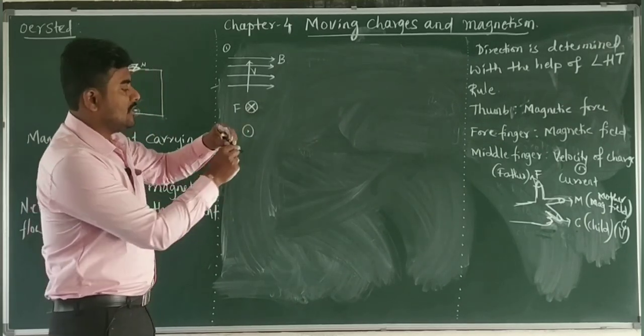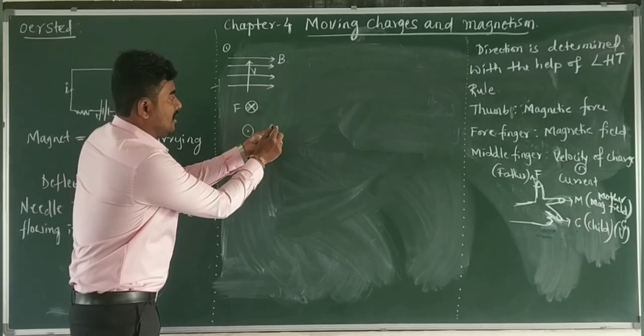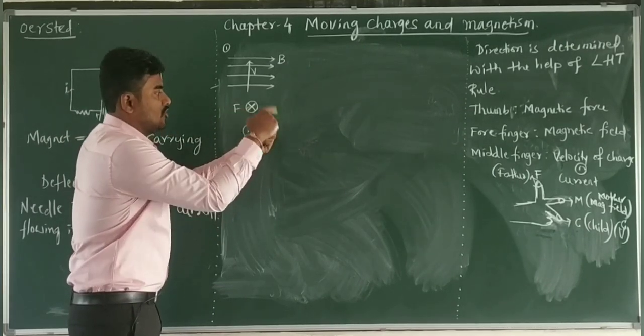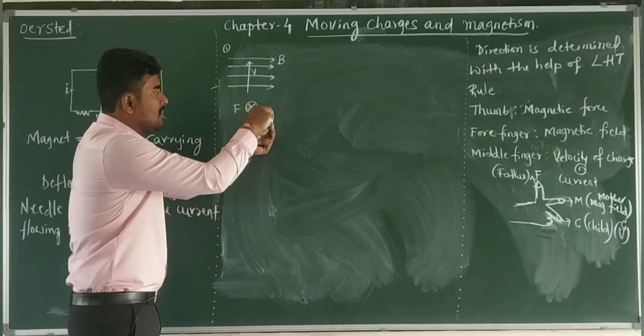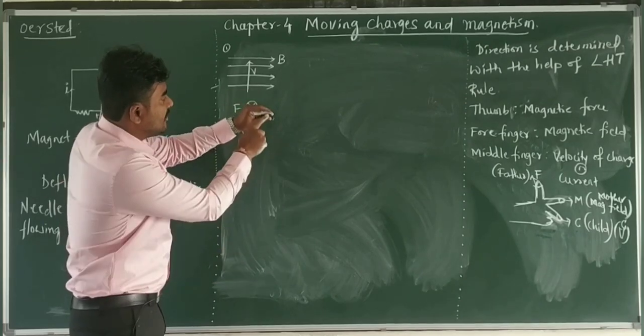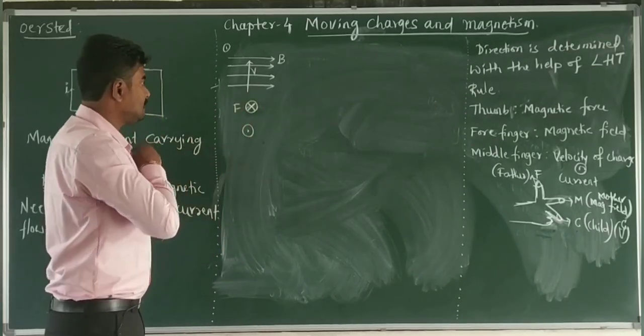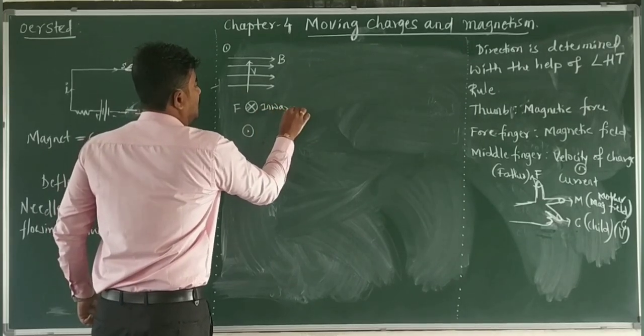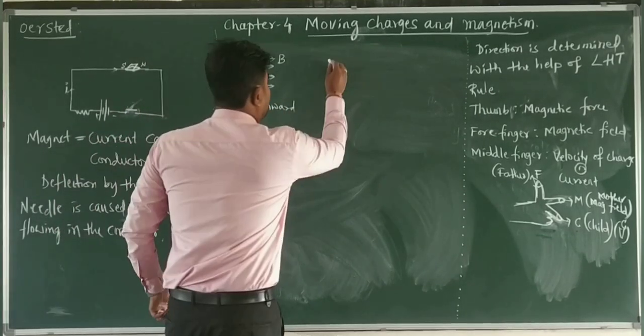Okay, if arrow is entering the board or entering the plane, then its back side will appear. Cross mark means back side. If an arrow is pointing out of the plane, its tip will appear. Okay, so this is inward. Okay, and one more.